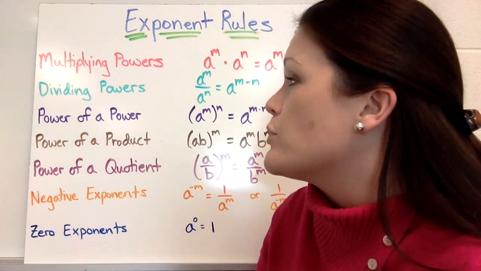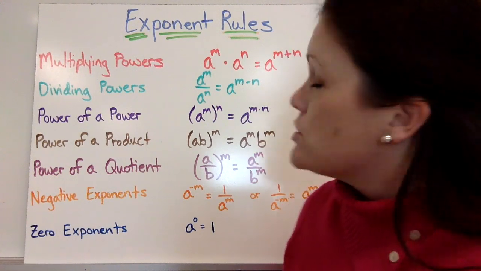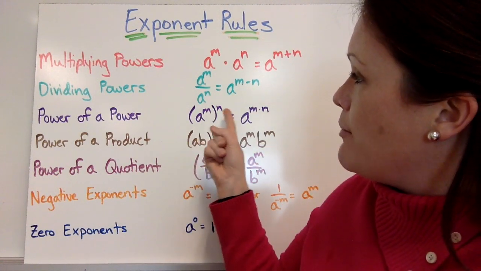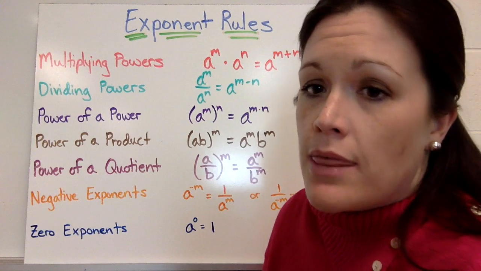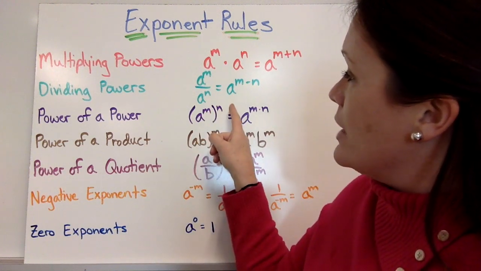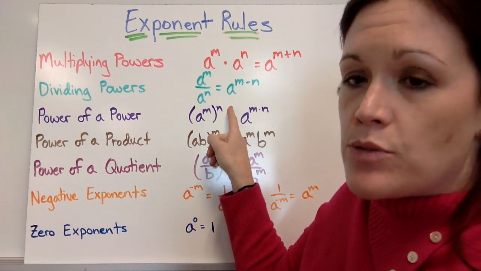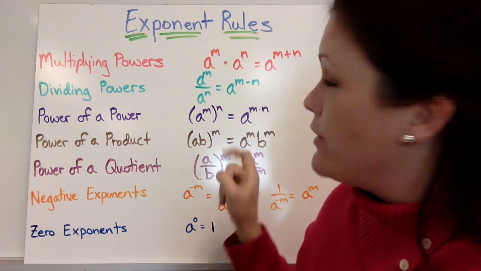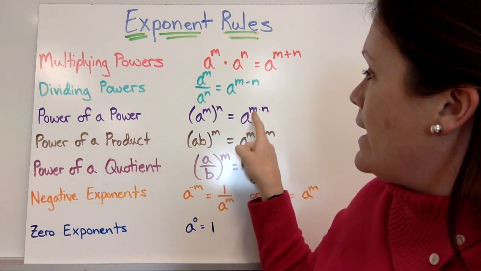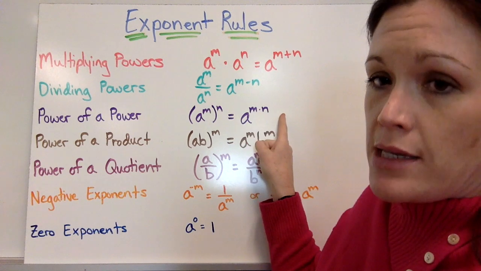The third rule is when we have a power of a power. So that's when you have one base, but that base has two exponents. There's an m, and then there's another n on the outside. That's when we need to multiply the exponents together. So that would be equivalent to a to the m times n power.